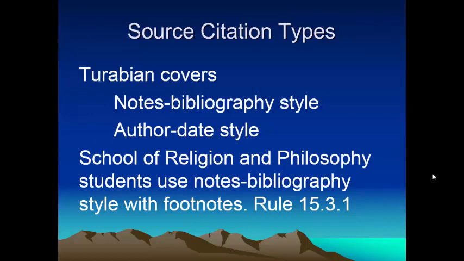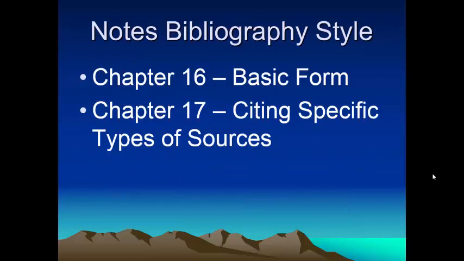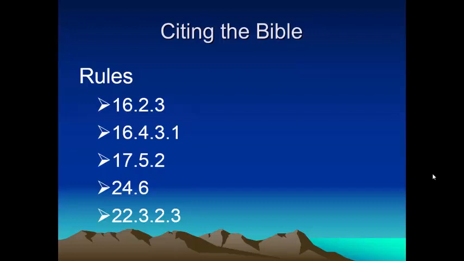The School of Religion and Philosophy has declared that students will use the notes bibliography style with footnotes. See Rule 15.3.1 of Turabian. Chapter 16 gives the basic form of the notes bibliography style, and Chapter 17 gives lots and lots of examples of citing specific types of sources in the notes bibliography style. One important thing for you in this class is that you need to know how to cite the Bible properly. The rules in Turabian that have to do with citing the Bible are listed here: 16.2.3, 16.4.3.1, 17.5.2, 24.6, 22.3.2.3. So please read all of those before the session this week.